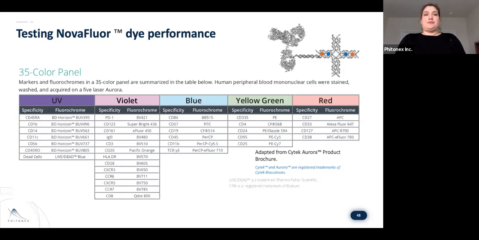So what I decided to do to really test our NovaFluors is look at a panel that was generated by SciTech. This is in their most recent brochure for the Aurora, and it's a 35 color panel. They've done a great job in terms of building that out. And the question I really want to see is, could we drop our dyes into this, use basically antigens, match them up in terms of looking at the cells. So this is looking at human peripheral blood mononuclear cells, looking at basically B and T cells, monocytes, macrophages, dendritic cells, NK cells. So it's a great phenotyping panel.